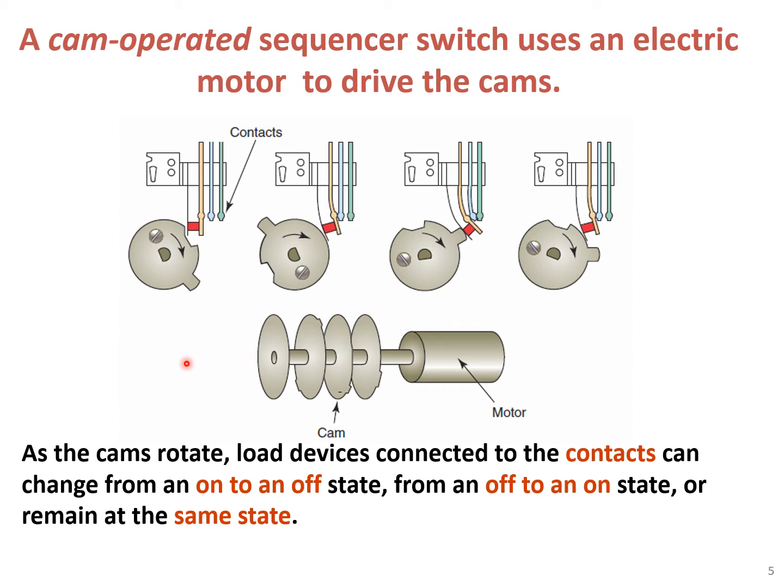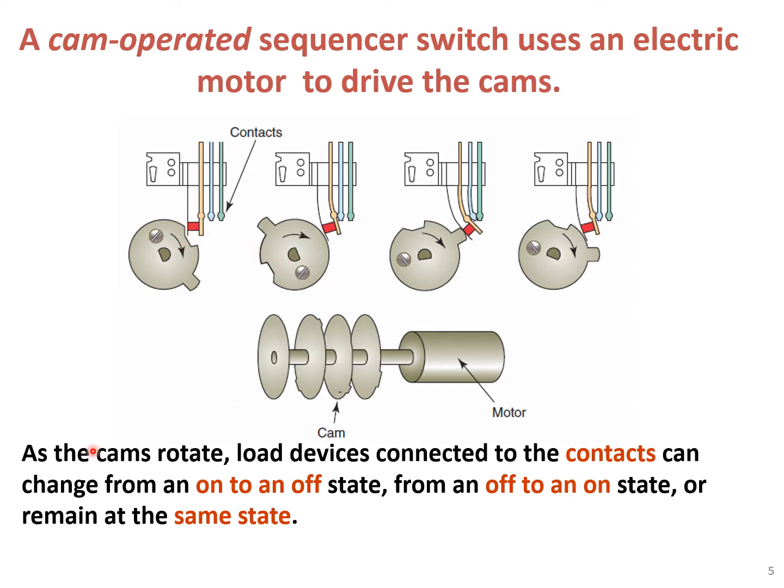A cam operated sequencer switch uses an electric motor to drive the cams. So here we have these cams installed on the motor, and you see there is an offset between these cams, and when they come into contact with the switches, they open the contact, and when it reaches the slot here, the switch will be closed.